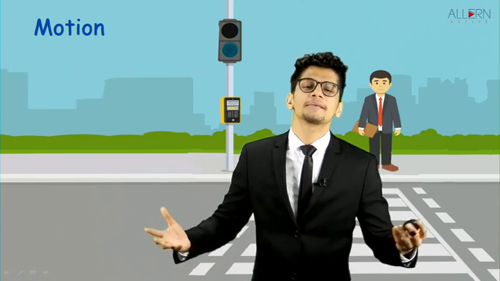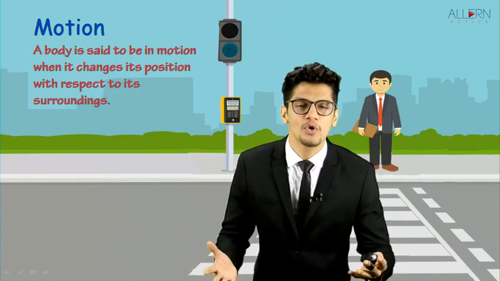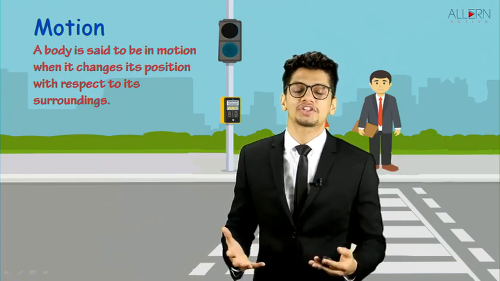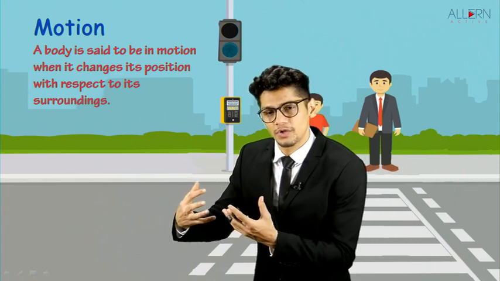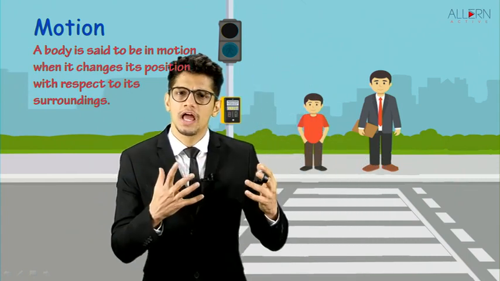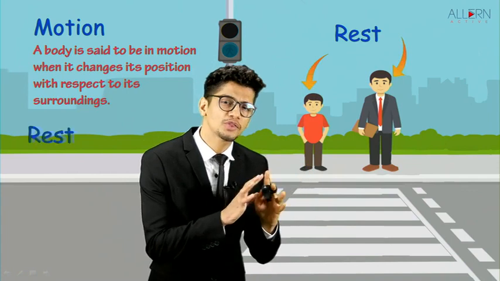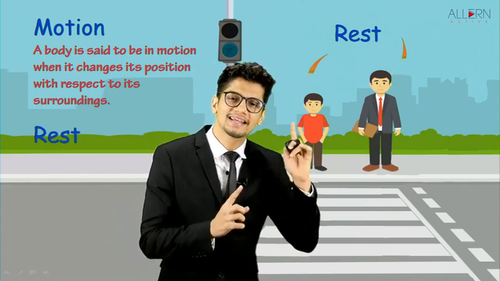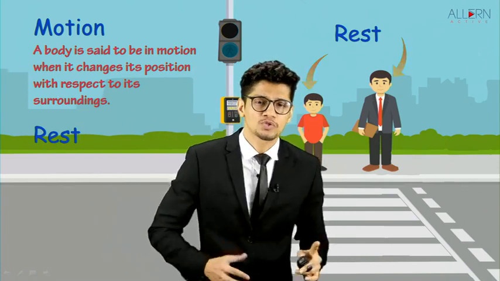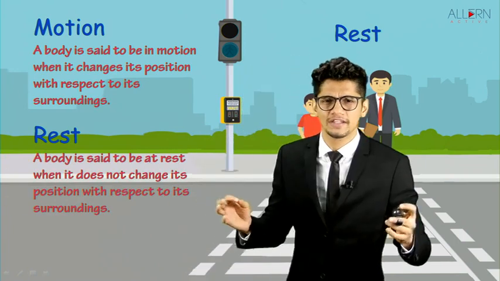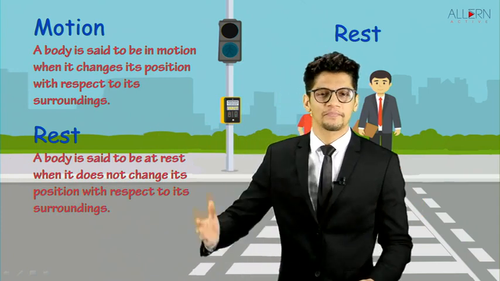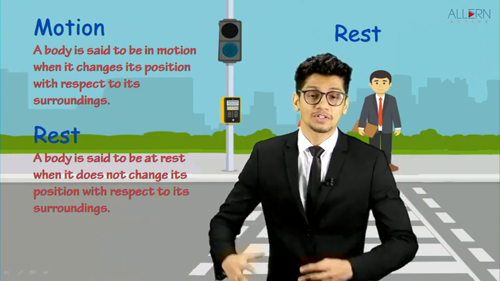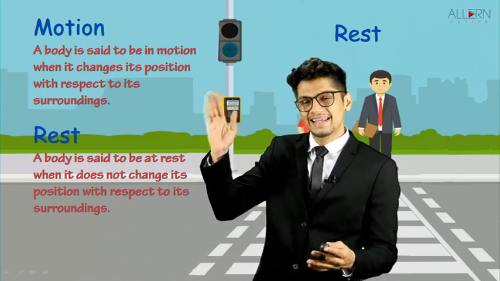So how do we define motion? A body is said to be in motion when it changes its position with respect to its surroundings. So that means this person on the bike, he changed his position. But if we see these two people over here, they are not changing their position. That means they are right now at rest. So how do we define rest? A simple change. A body is said to be at rest if it does not change its position with respect to its surroundings.